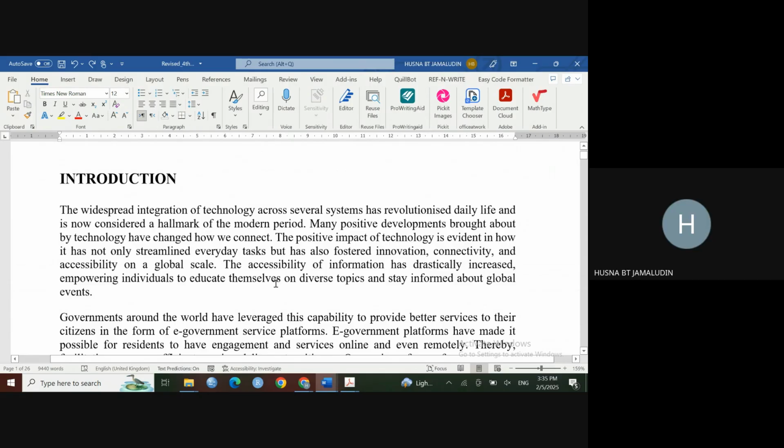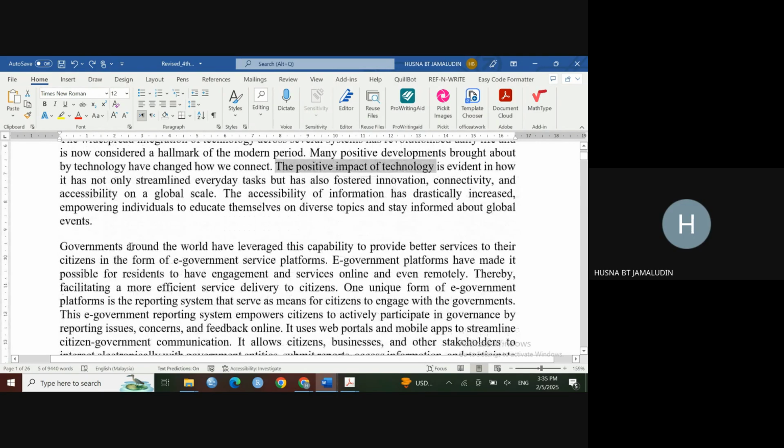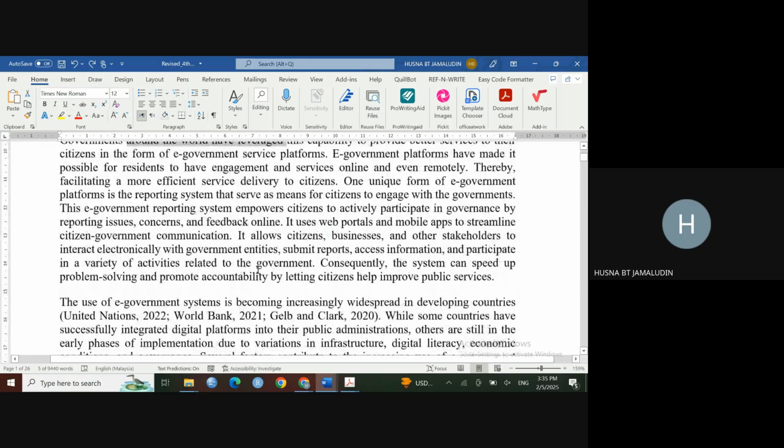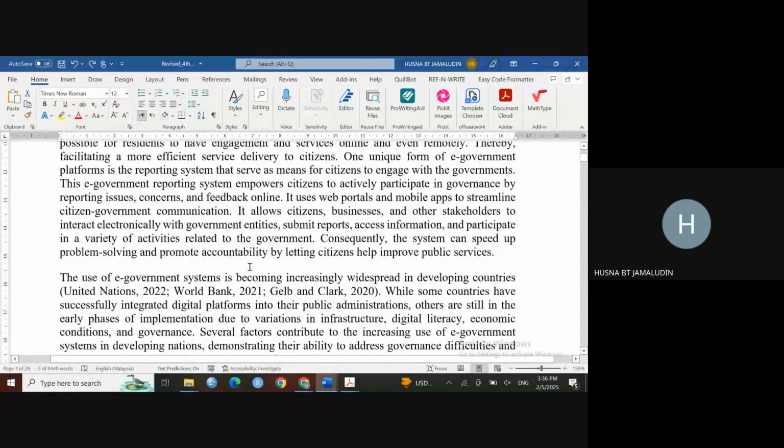You have so many paragraphs just to explain your problem. The first paragraph, you are telling about the widespread integration of technology around the world. But is it a problem? Positive impacts of technology. As the editorial team, I'm looking for the problem. Government around the world use this, blah, blah, blah. Where is the problem? So you keep reading and reading and reading. Can you find the problem?